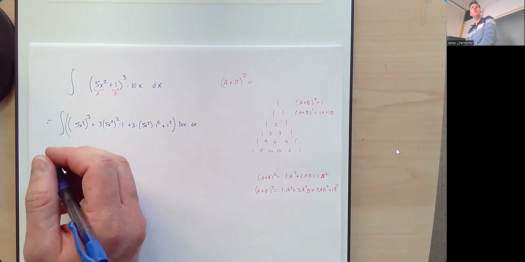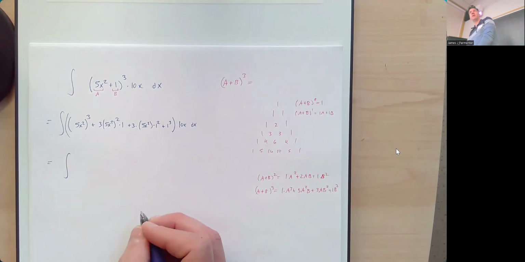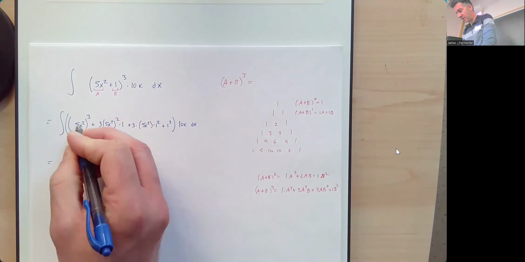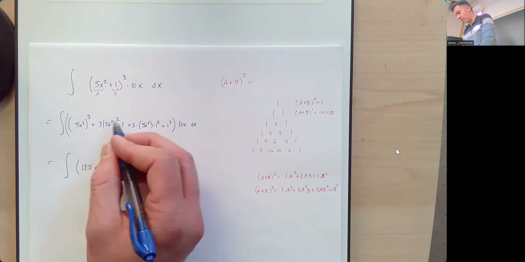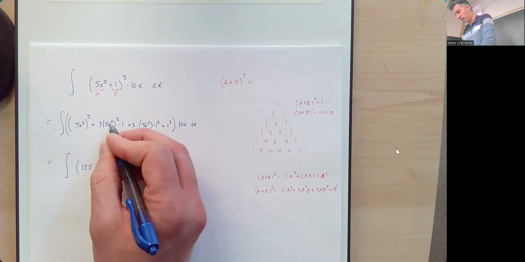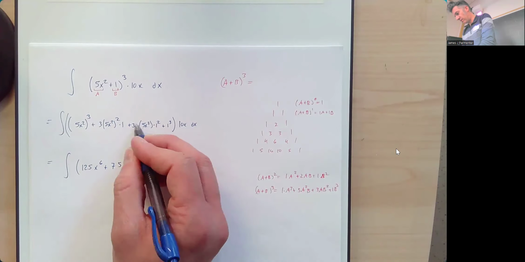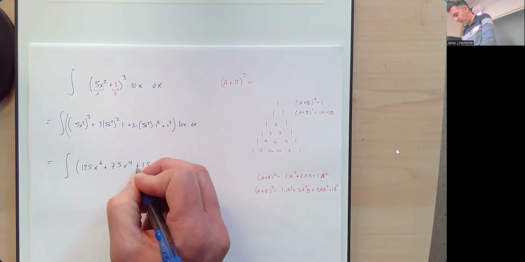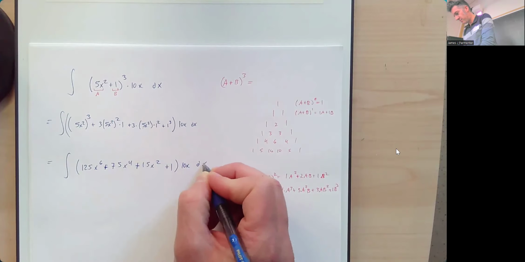So 5 cubed, anybody? Not 75, it's 125. And (x squared) cubed is x to the 6th. 5 squared is 25, and 25 times 3 is 75. And x squared squared is x to the 4th. 5x squared times 3 is going to be 15x squared, plus 1. Finally, all that times 10x.